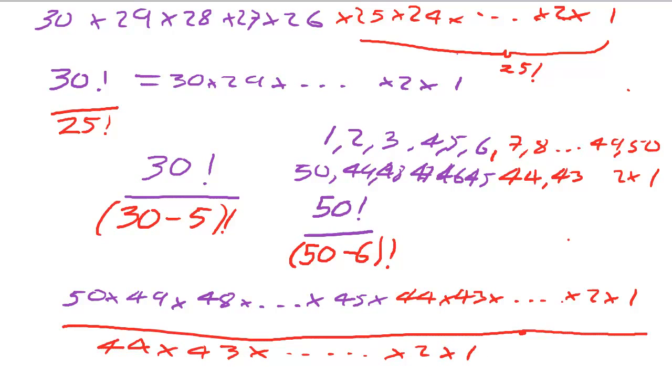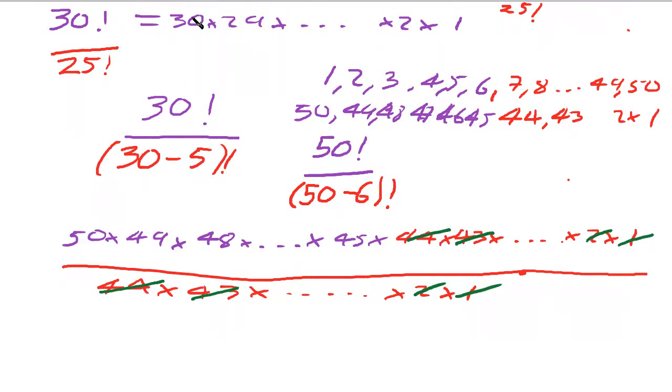And we can see straight away that we are going to be cancelling out the 44 here with the 44 here, the 43 here with the 43 here, and we can see why this leaves us with just the numbers we want, 50 down to 45. Well, how do we get that into a formula? Let's get a general letter formula for this.